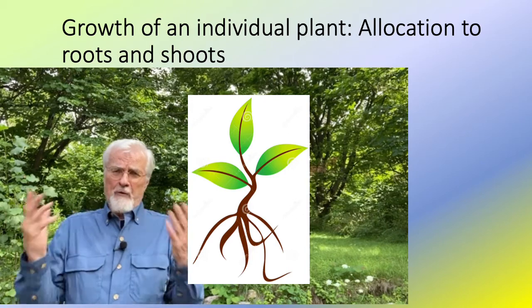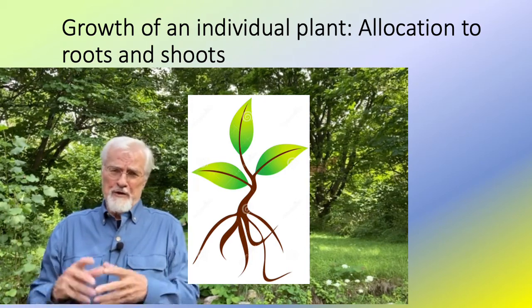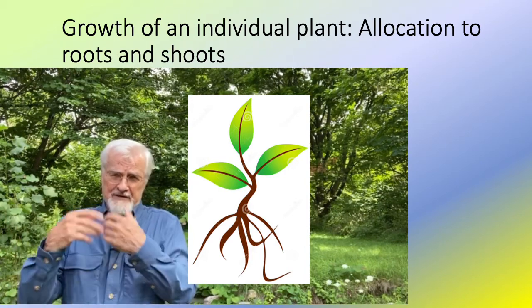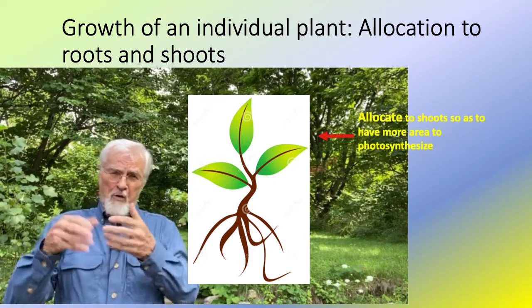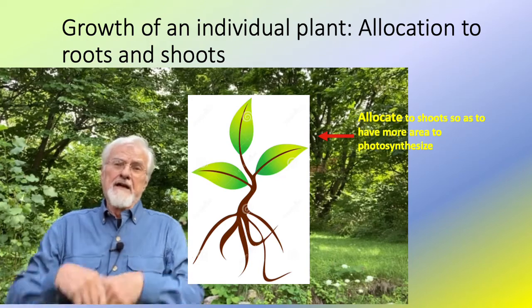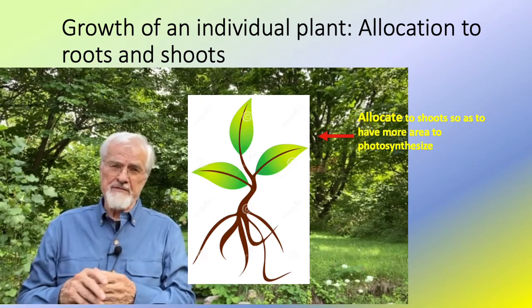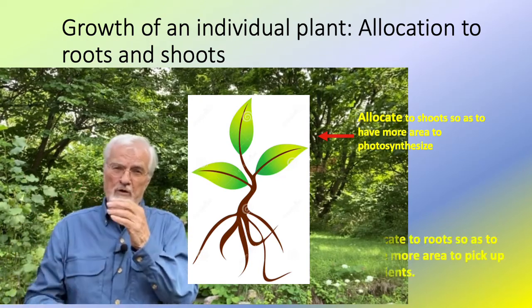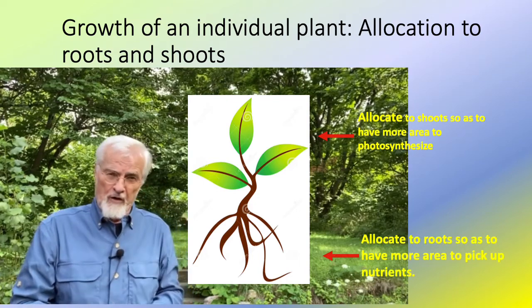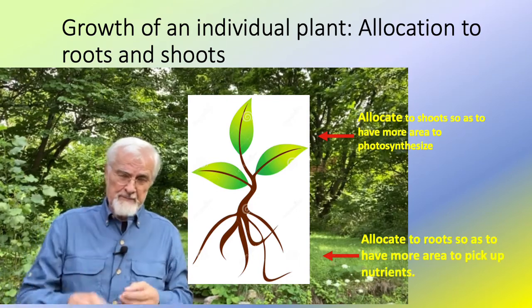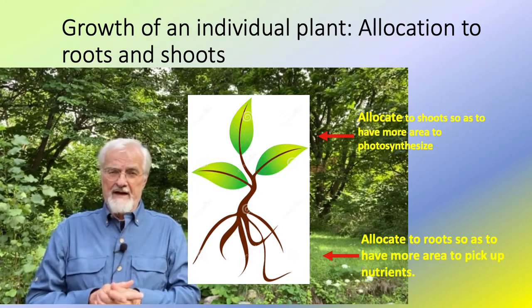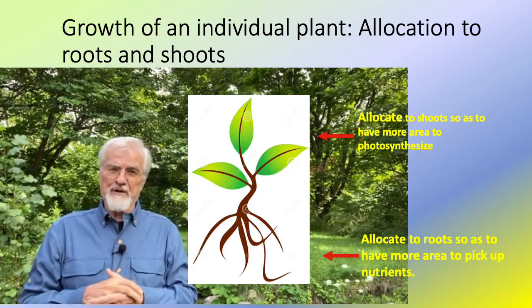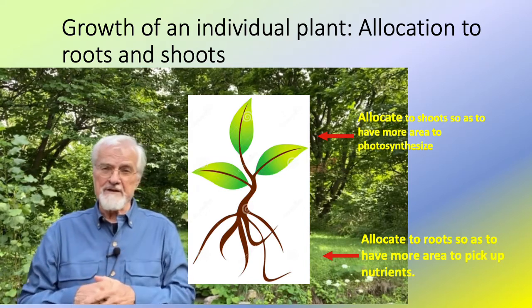So if you're a plant, what do you do? What do you do with the photosynthate that you get, the stuff from photosynthesis? Do you allocate material to grow more leaves and more shoots so that you can do more photosynthesis? Or do you allocate more to the root system so that you can find more nutrients that you need for the basic life processes? It's a fundamental problem that plants face, that physiologists have been dealing with for quite some time now.